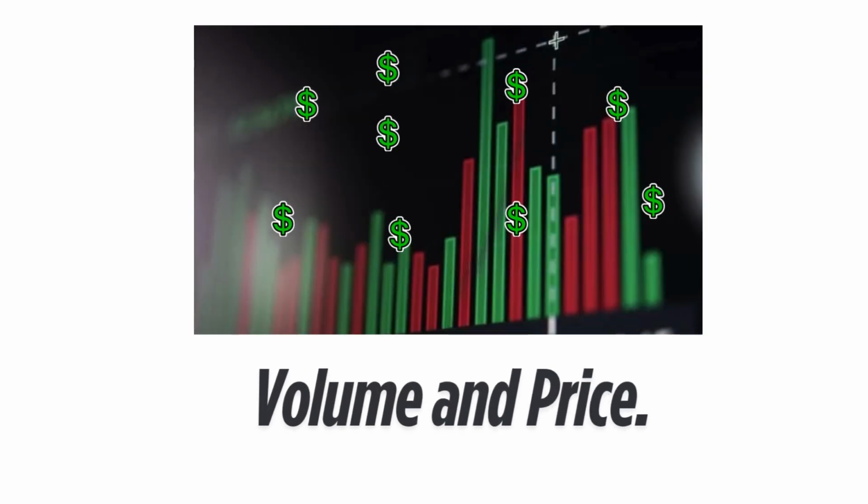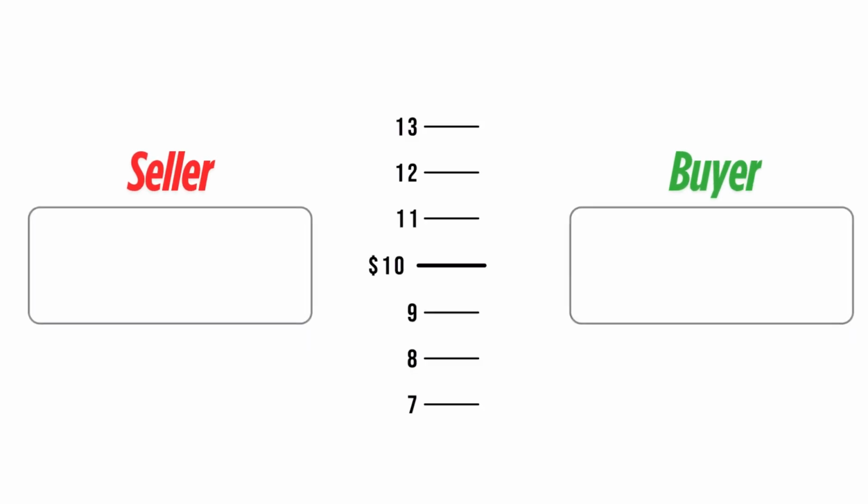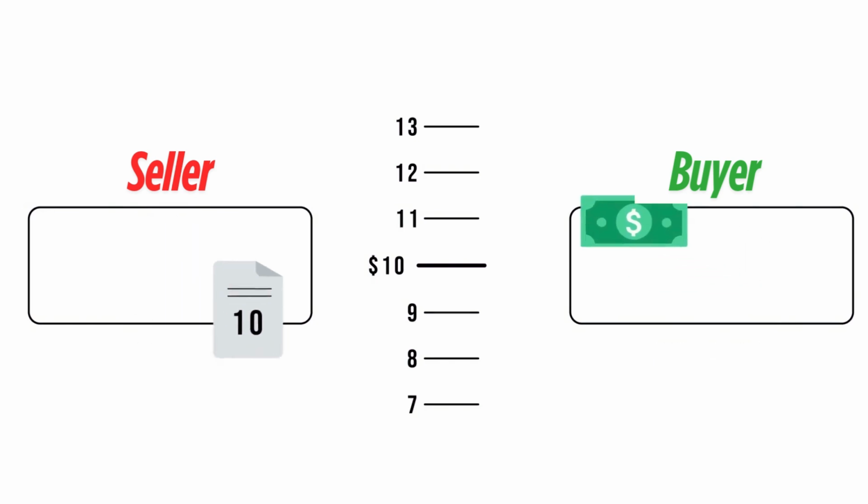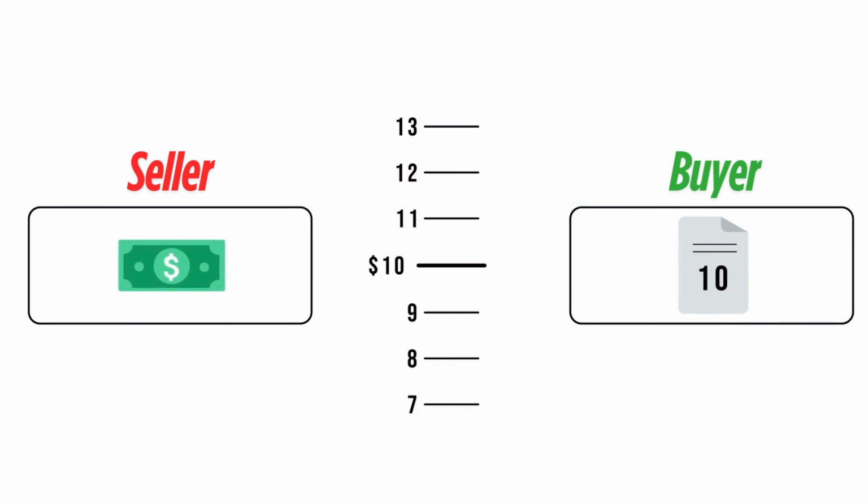Let's imagine the following situation. There is a seller in the market who wants to sell 10 shares at $10 each. In this case, the total supply volume is $100. At the same time, there is a buyer who is willing to buy exactly 10 shares at the same price. Thus, supply and demand are in equilibrium, and a $100 transaction takes place in the market.